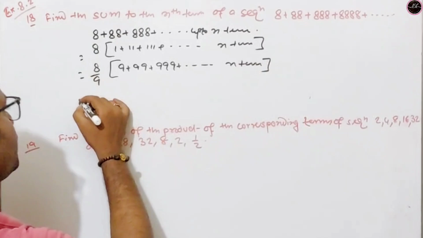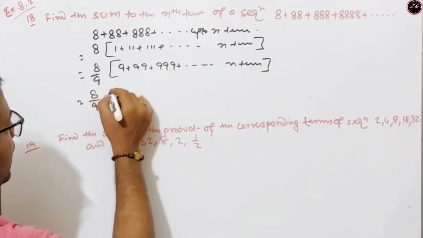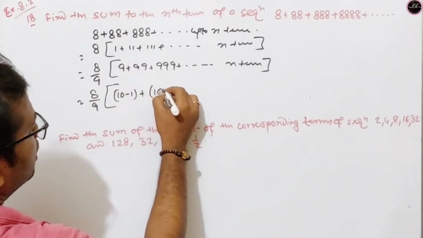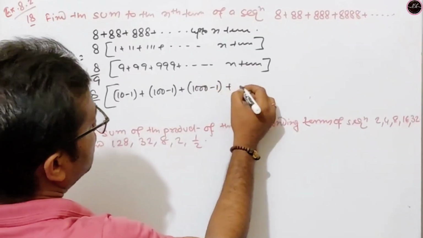Okay. So we have 8 by 9. Here 9 equal to, we can write 10 minus 1. Okay. And here 100 minus 1. And here 1000 minus 1, plus dot dot.